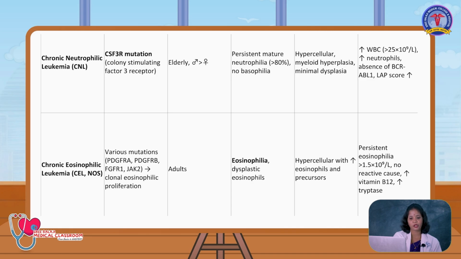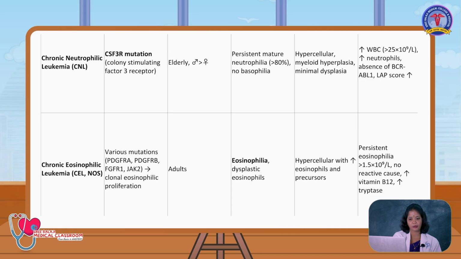Chronic neutrophilic leukemia, from the name itself it is clear that there will be high proliferation of neutrophils. There are persistent mature neutrophils, more than 80%, and no basophils will be there. Hypercellular marrow, myeloid hyperplasia and minimal dysplasia will be seen in the bone marrow. Here the WBC count will be increased and predominantly made up of neutrophils, and the LAP score will be increased.